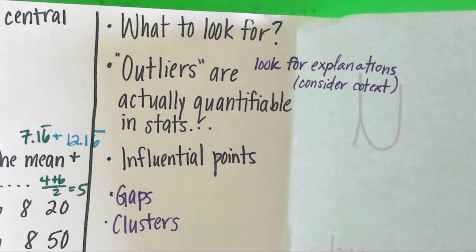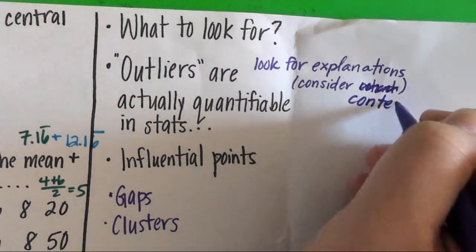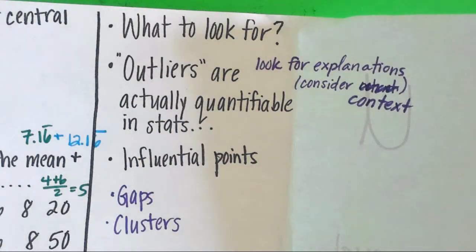Can I not spell today? Context. Consider context. I meant context. So, like, the actual situation given. So back to us and the M&Ms, if we had a lot of greens, maybe I would hypothesize something about a holiday or an event. Context.